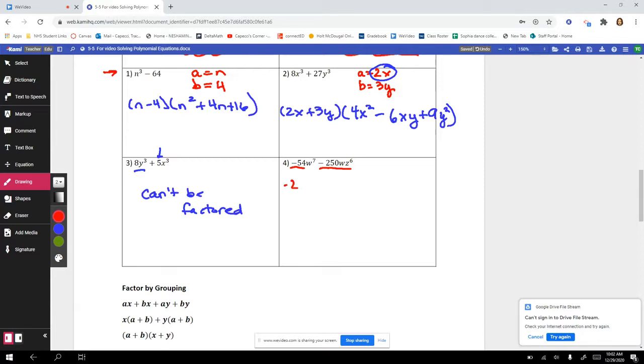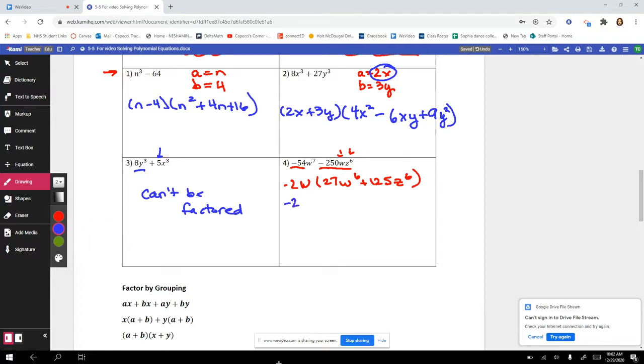Now, when I look at my variables, I have w to the 7th and z to the 6th. So I can't take out anything except for just a w. I have negative 250w, and then z to the 6th. So I can take out 1w, but that's it. So I'm left with 27w to the 6th plus 125z to the 6th. Okay, now the question is, can I factor that further?